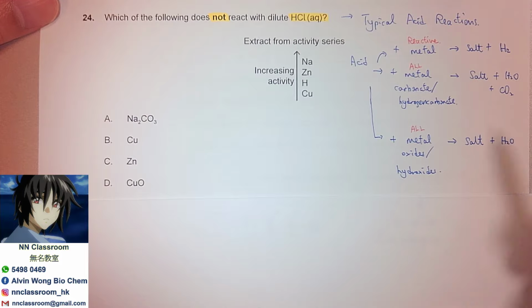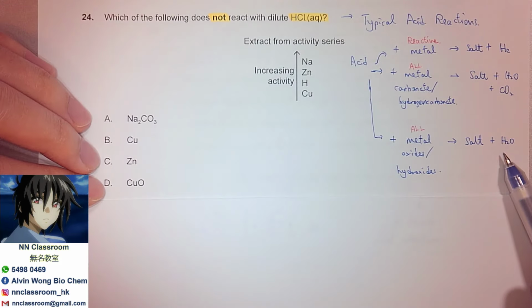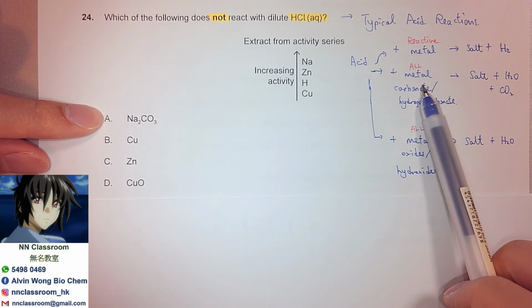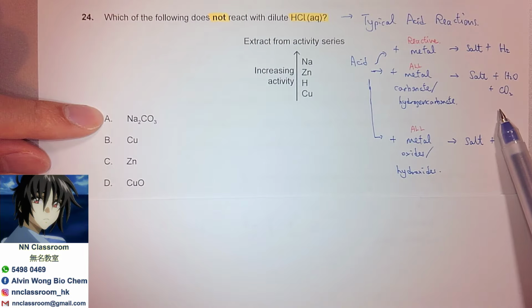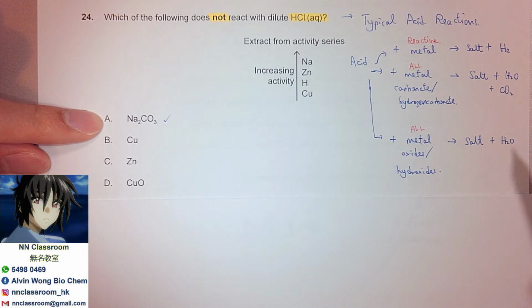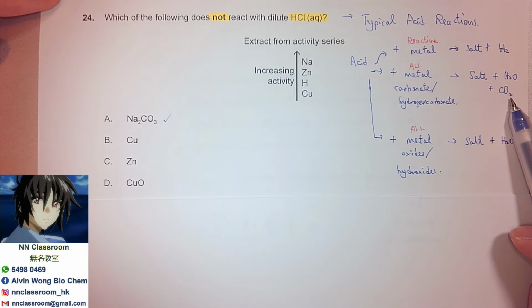So with this understanding, students are required to apply these 3 basic templates of reaction and choose the one that cannot react with hydrochloric acid, right? The first one, sodium carbonate, falls in the second type of reaction that we demonstrated. All metals are okay. So this one should be reacting, right? Resulting in a salt like NaCl, water, and carbon dioxide.